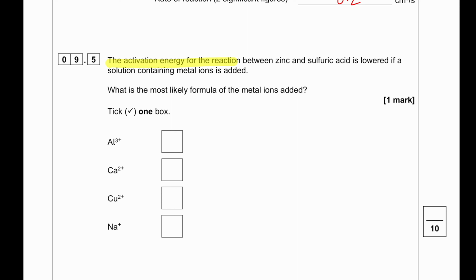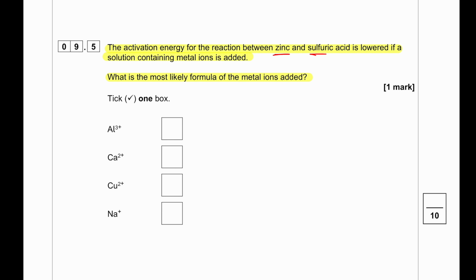The activation energy for the reaction between zinc and sulfuric acid is lowered if a solution containing metal ions is added. What is the most likely formula of the metal ions added? In order to decrease activation energy, we need a catalyst, and we know transition metals are the best catalysts. So only copper is a transition metal here.